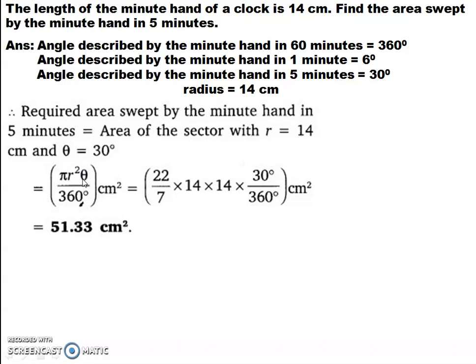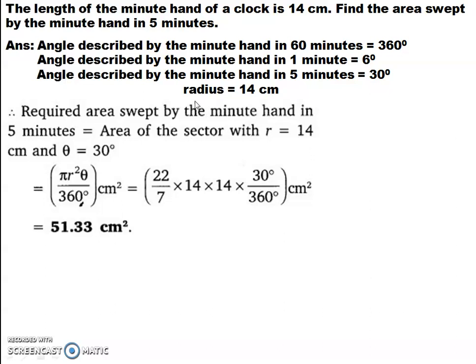What is the formula for area of the sector? Pi r square into theta by 360 degree. Can you tell me what is the value of theta in this question? It is 30 degree. Pi value is 22 by 7. R into R, 14 into 14 into 30 by 360 degree. So, after calculation, you will get the final answer as 51.33 centimeter square. Okay, let's go for the next question.